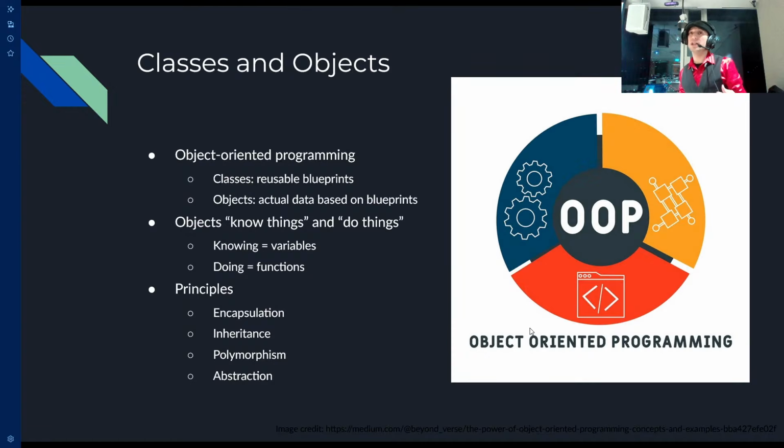And then abstraction is, I don't need to know every little thing about how an object works. I can just use its functions and attributes. So for example, a car. Do you know how a car works internally?